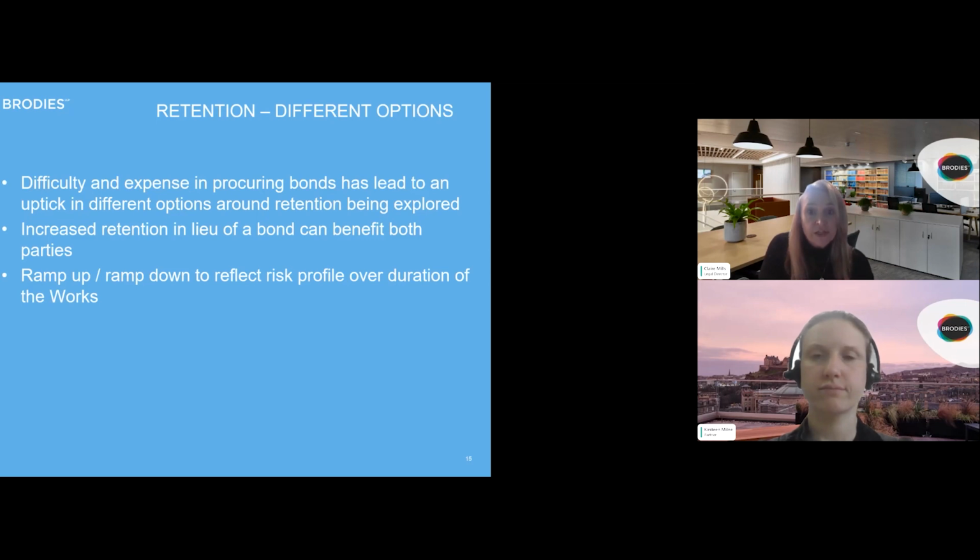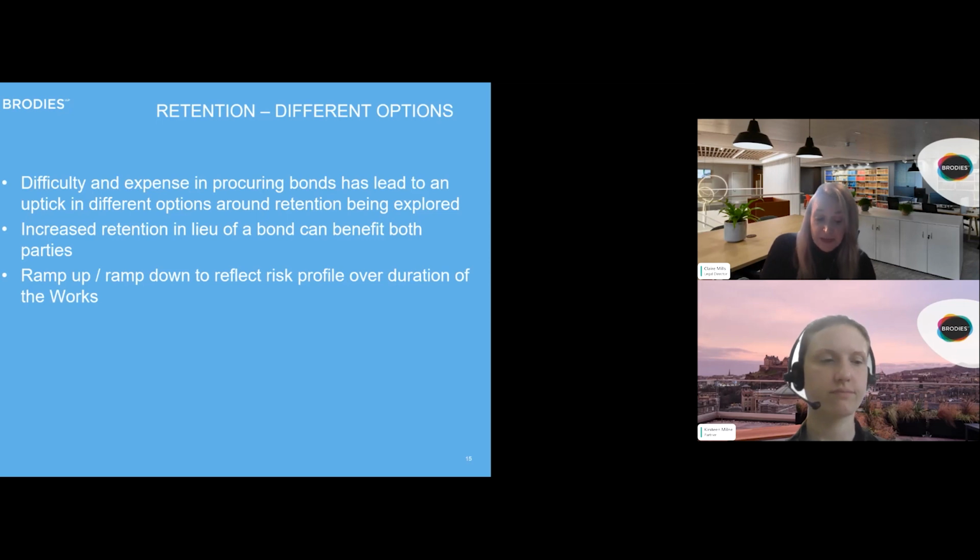Increased retention in lieu of a bond can benefit both parties, and we're increasingly seeing parties becoming more creative with the retention provisions that they put in their contracts or development agreements in order to provide that security during the construction phase without the expense of procuring a bond.